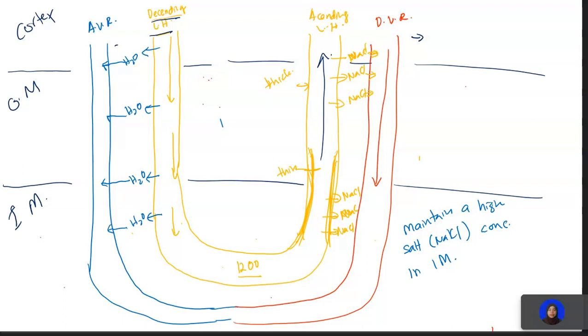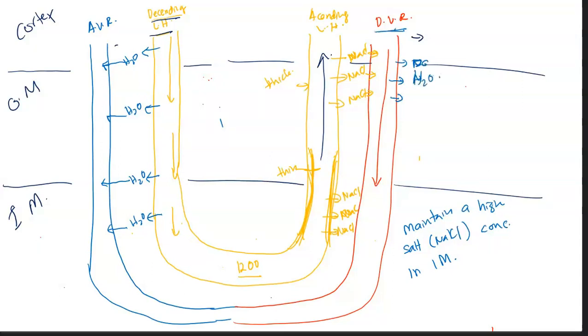So do you understand? Can you follow this explanation? Yes. Okay, so if you notice here, when sodium chloride enters the descending vasa recta, it enters into the blood, and at the same time water will leave the blood.